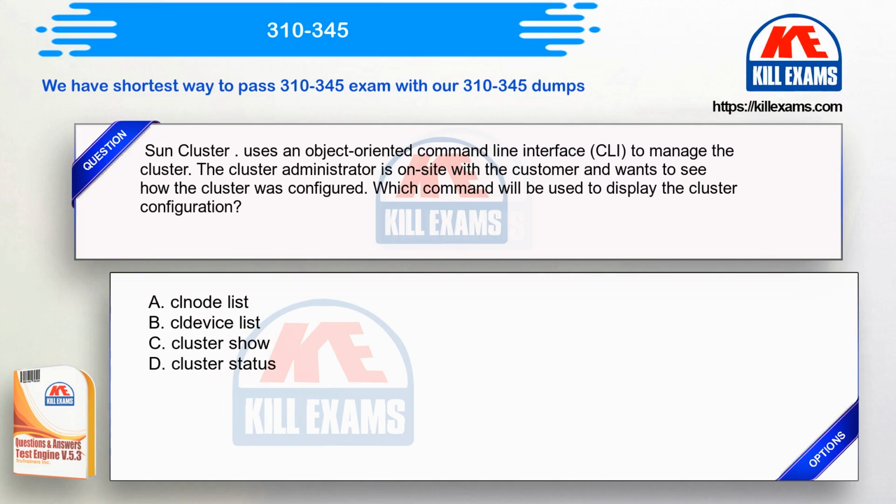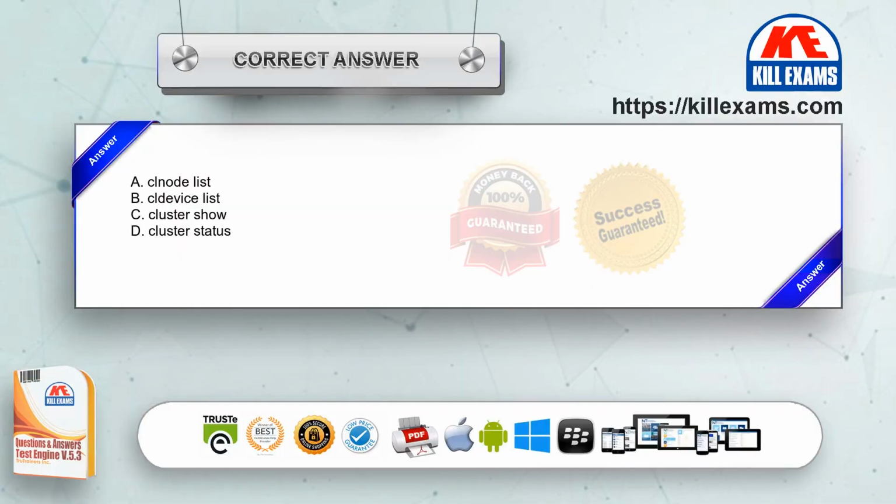Option B. cl device list. Option C. cluster show. Option D. cluster status. The correct answer is option C.